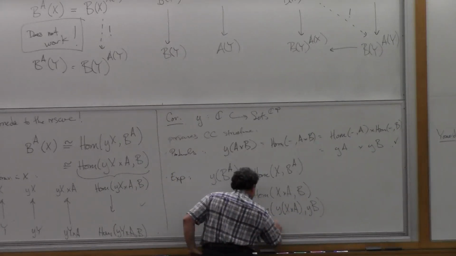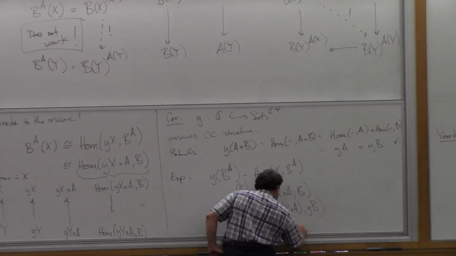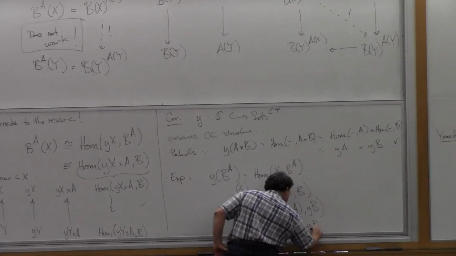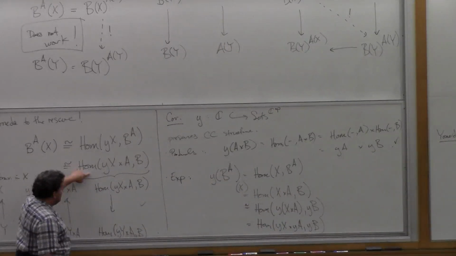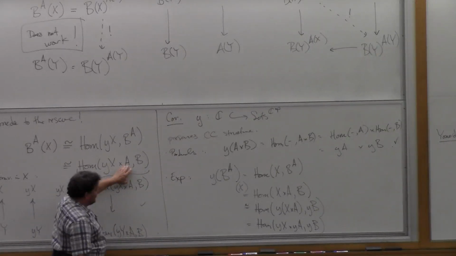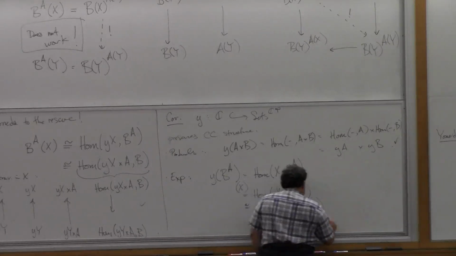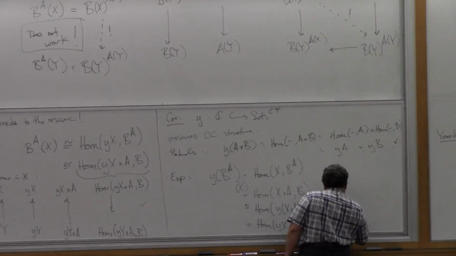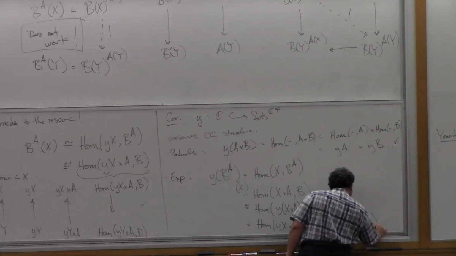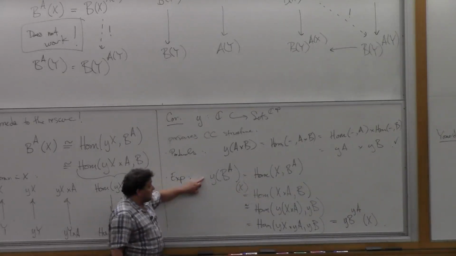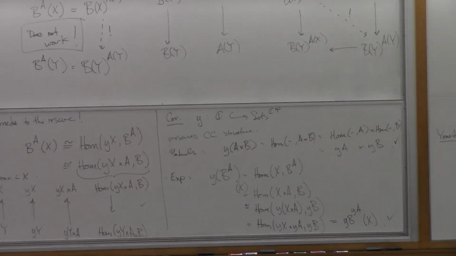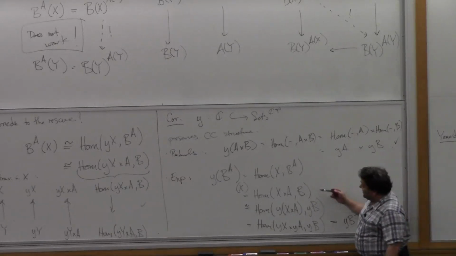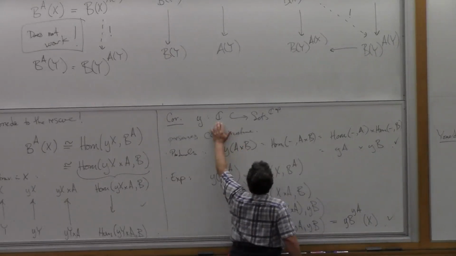So that gives us Hom yx cross ya yb. But hey, look at that formula. That's this formula for the case that this thing is ya and this is yb. So that is exactly y to the b, y to the a applied to x. So there we go. Okay, so now the Awodey embedding preserves Cartesian closed structure. It also gives us an isomorphism here between the Hom sets in here and the Hom sets in here.